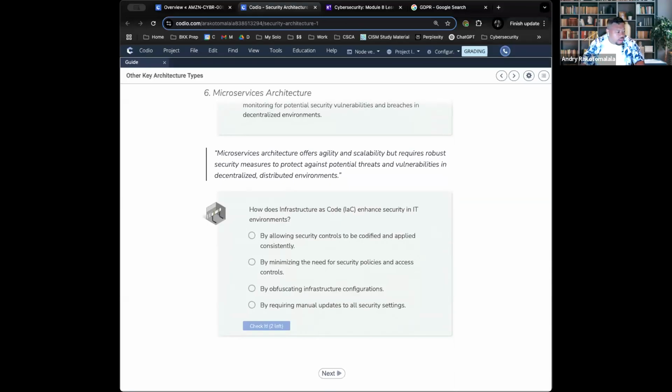All right. Time for you all to practice writing in the thread. Quiz thread. A, B, C, or D. How does infrastructure as code enhance security in IT environments? A, B, C, or D? All right. Everyone says A. Great job. That is correct. Well done.